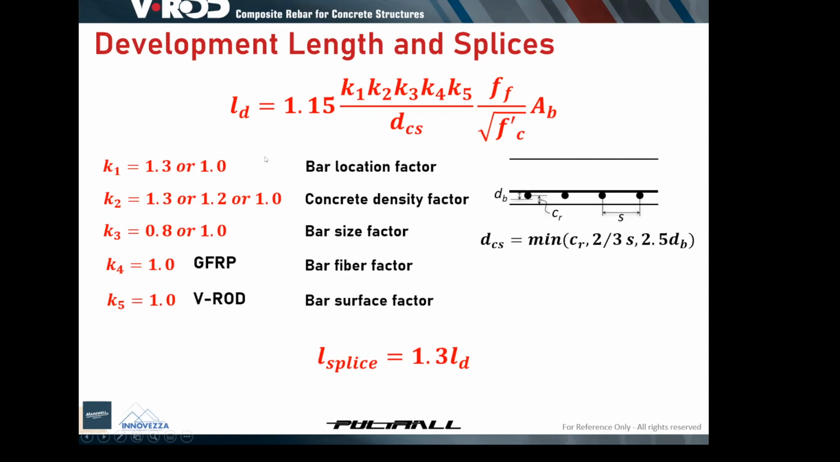However, we can expect the splice length or the development length of GFRP reinforcement to be longer than that of steel reinforcement, because in the equation we have ff here, which is the tensile strength of the GFRP reinforcement, which is much higher than the yielding strength of the steel reinforcement. And all the codes specify that the splice length shall be 1.3 times the development length, based on this equation here.